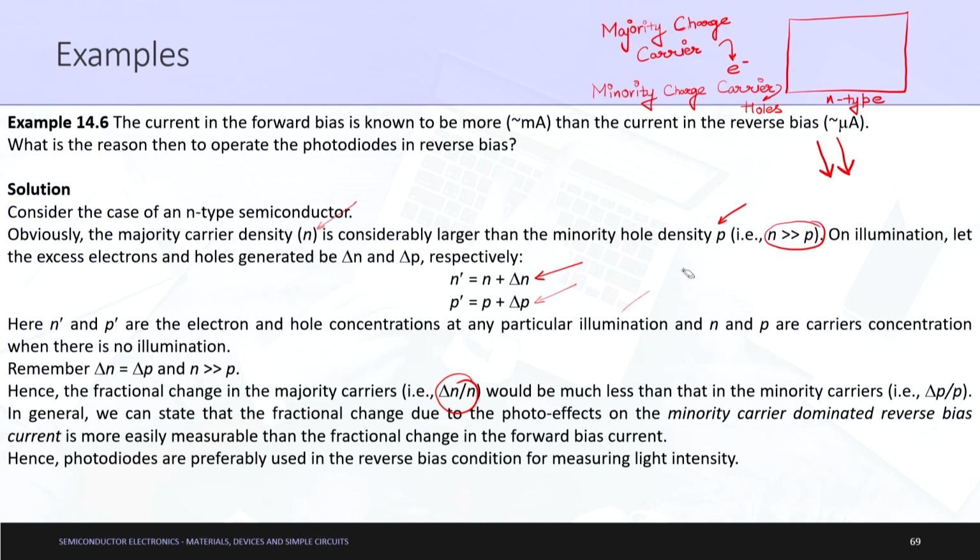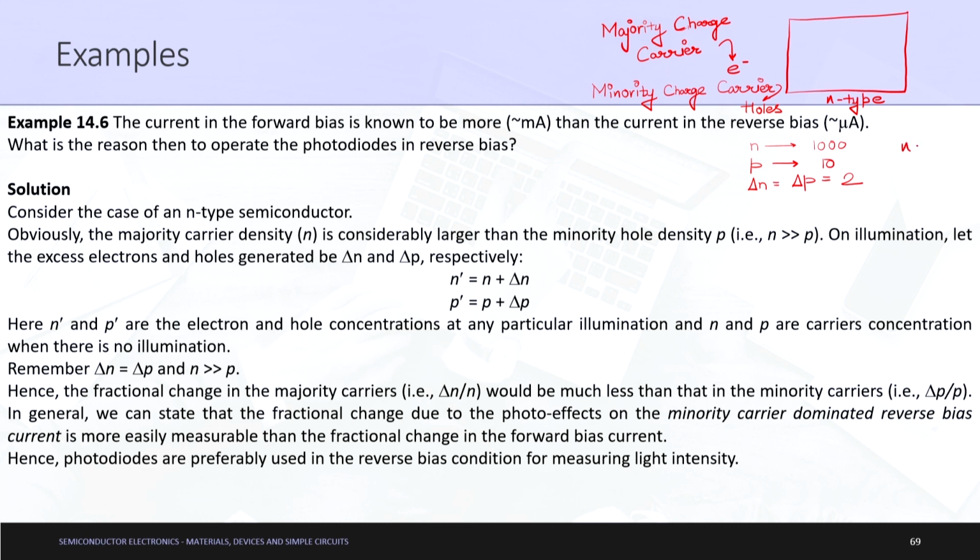I think this can be understood from the mathematical expression which is written here, or else I can explain using an example. Let us take n as 1000, let us say p is 10. Let us say delta n, which is equal to delta p, is let us say 2, fine.